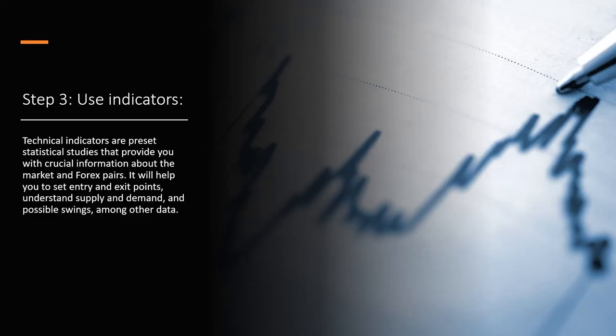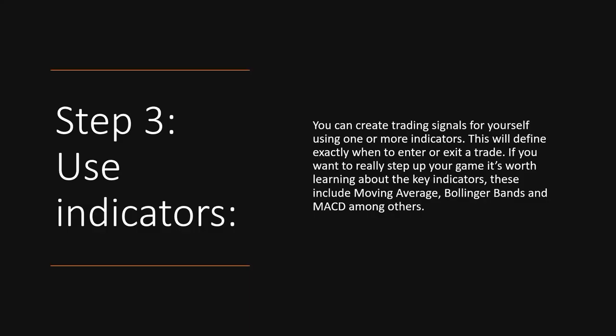Now number 3, use indicators. Technical indicators are preset statistical studies that provide you with crucial information about the market and Forex pairs. They will help you set entry and exit points, understand supply and demand, and possible swings, among other data. You can create trading signals for yourself using one or more indicators. This will define exactly when to enter or exit a trade.